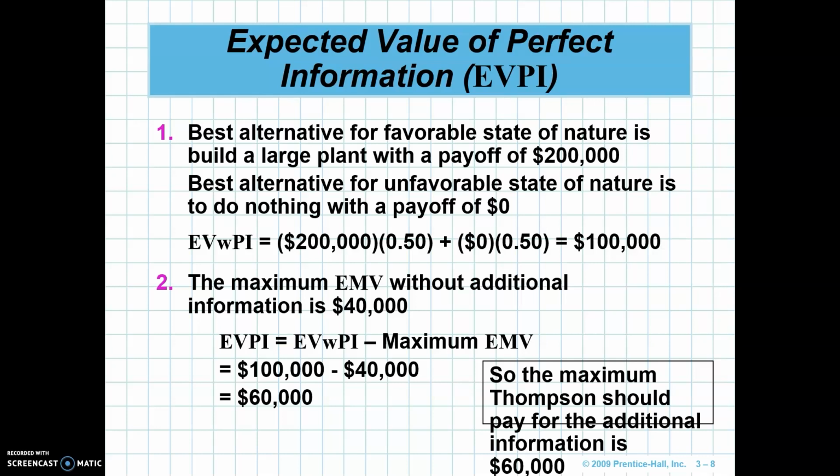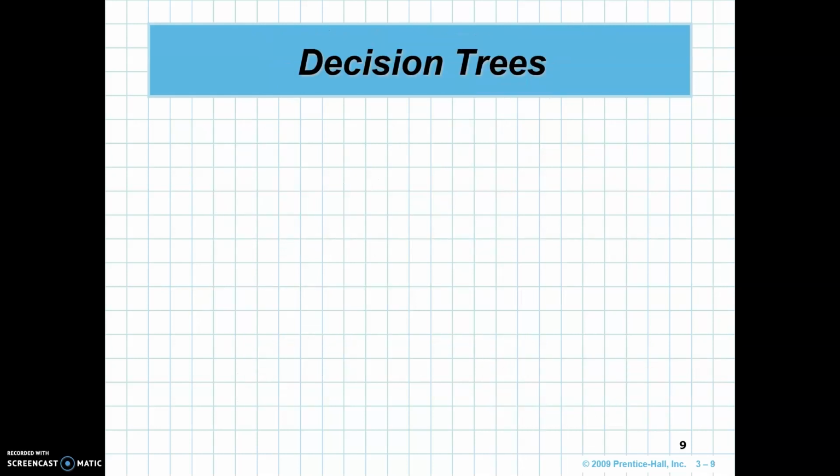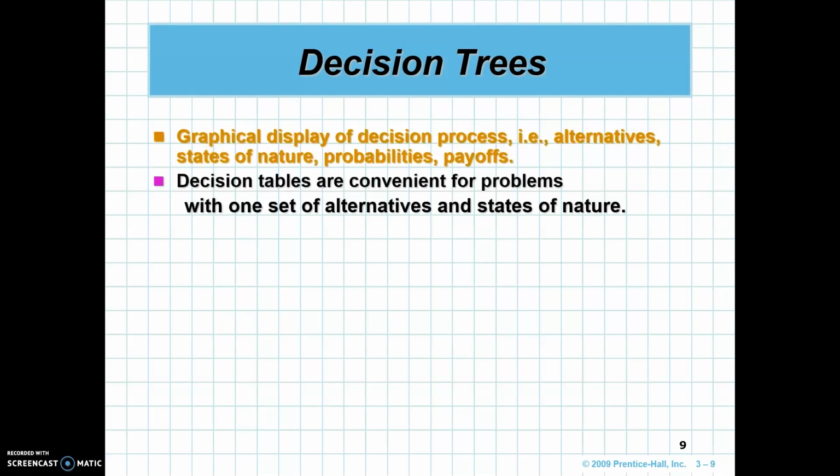So these were the two criterions or methods, I would say, for finding out the decision making under certainty, right? So this one is a pretty different method, I would say, which is based on decision trees, right? So what are primarily decision trees? They are a graphical display of the decision process, that is alternatives, states of nature, probabilities, and payoffs.